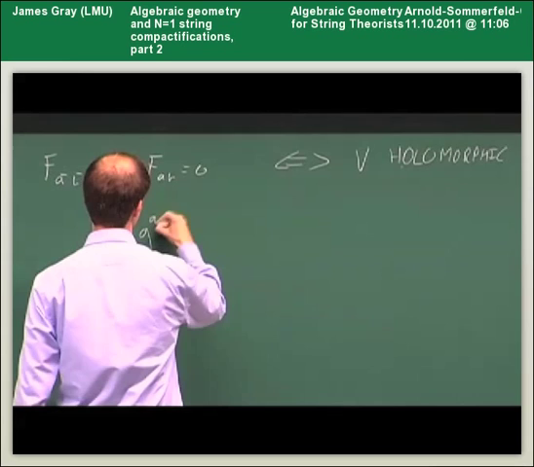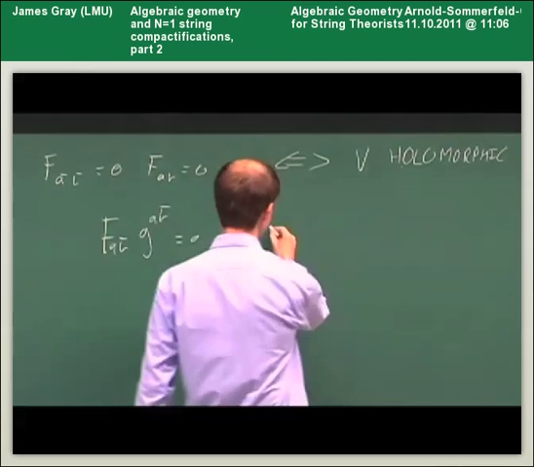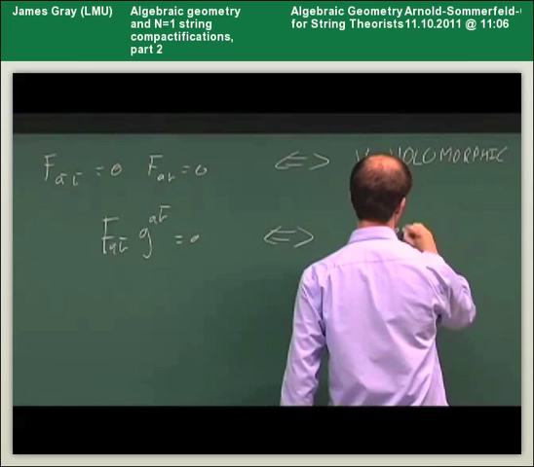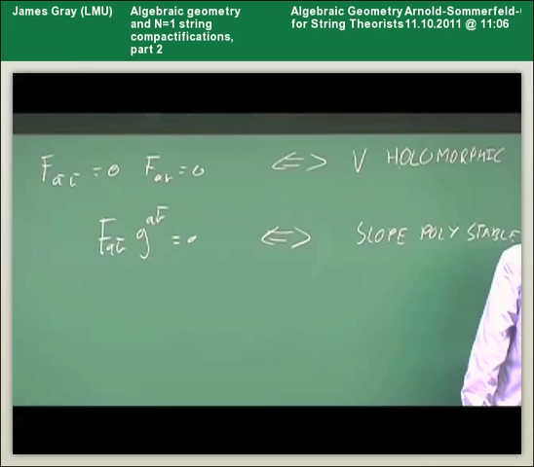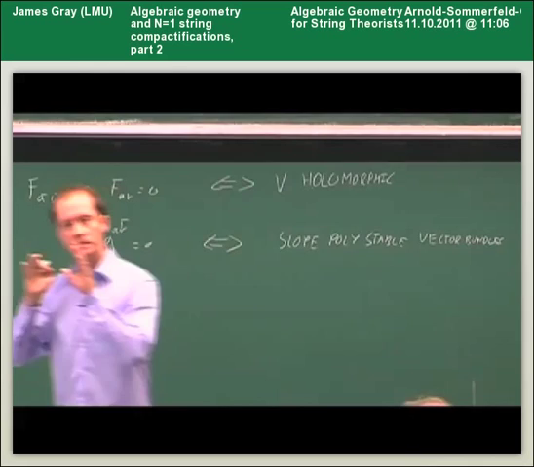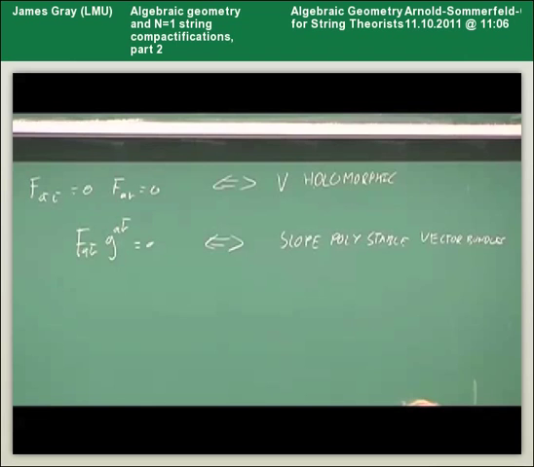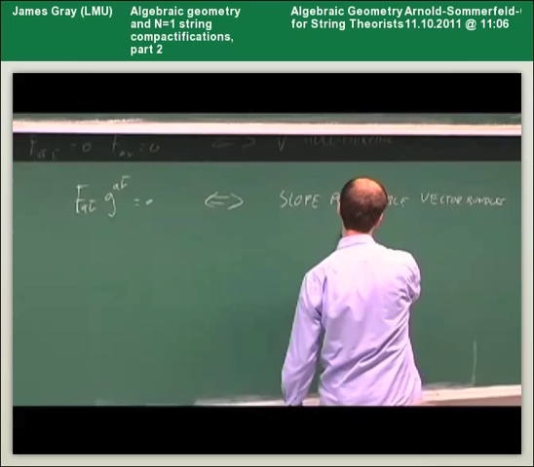What is this in one-to-one correspondence to? Well, the correct statement is that this is in one-to-one correspondence with slope polystable holomorphic vector bundles. And as we saw in the last lecture, this is just some set of properties of your vector bundle that you can compute algebraically. The proof that these two things are the same is the Donaldson-Uhlenbeck-Yau theorem. So it's by Donaldson and separately Uhlenbeck and Yau.